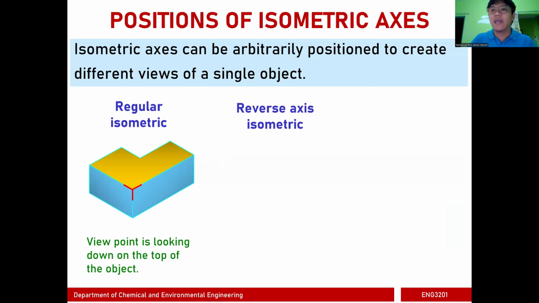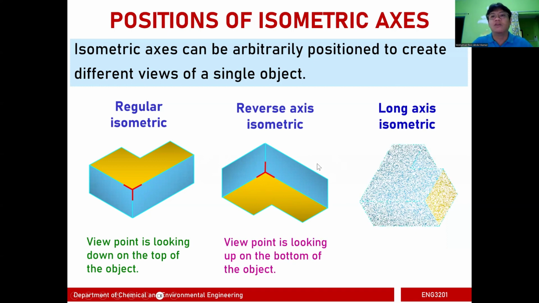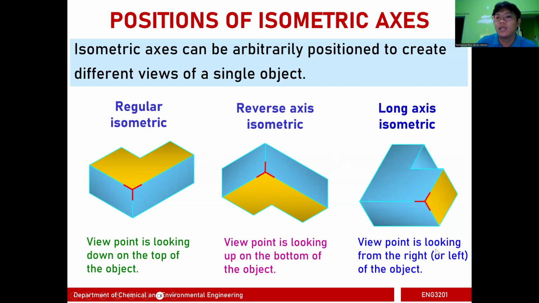Now, reverse axis isometric is basically where you view from the bottom, so you will reveal the bottom part. This would be very useful if you have features at the bottom that you would like to see. Basically, you're just looking at it like this. And then you also have long axis isometric, where they have a slightly different appearance. This one you are looking from the right or from the left, depending on the situation. But all of them are isometric projection, and all of them are either isometric, diametric, or trimetric, depending on the angle. And they are all pictorial projections.